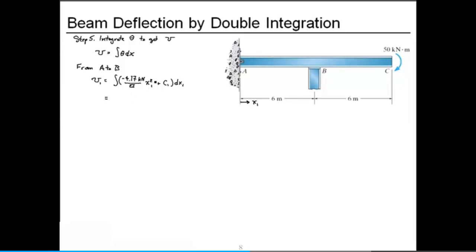We're integrating a polynomial with two terms, one of them being the constant. So we'll raise the power of this term, x cubed, and we'll divide it by that new power. So we get minus 4.17 kilonewton over 3EI x1 cubed. We integrate this constant with respect to x1, and since the power on this x is 1, we divide c1 by 1, we just get c1, but we get a new constant of integration, and if we simplify this a little bit, we get minus 1.39 kilonewtons over EI x1 cubed plus c1 x1 plus c3. And we'll call this equation 3.